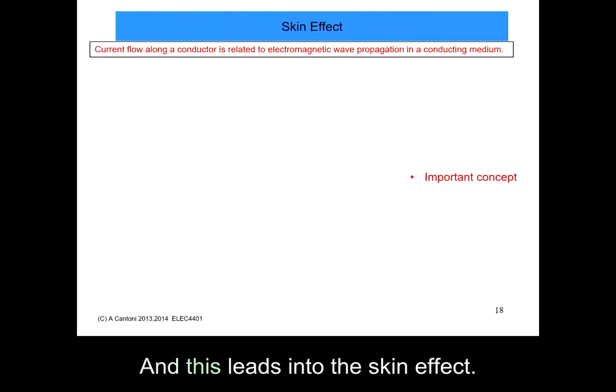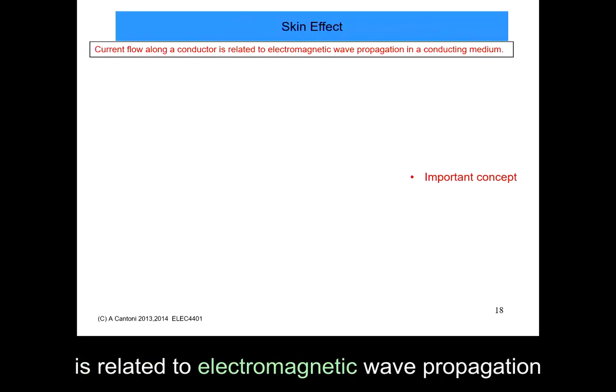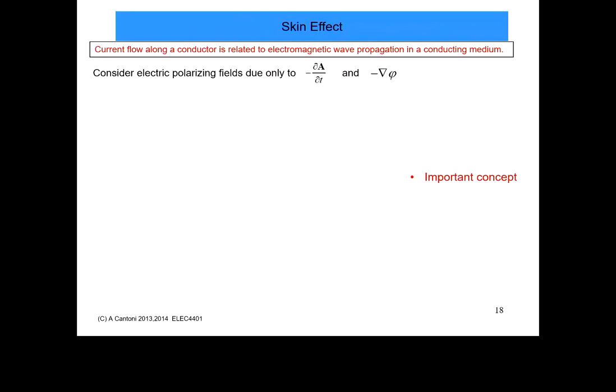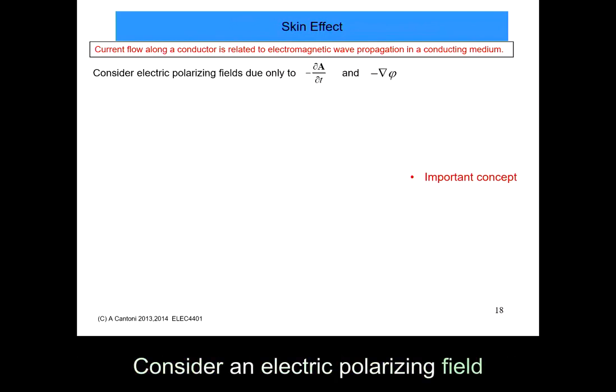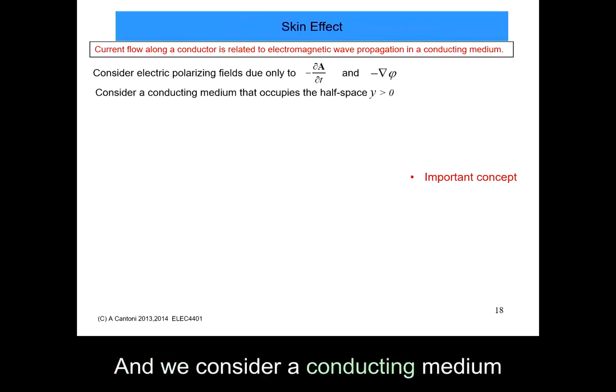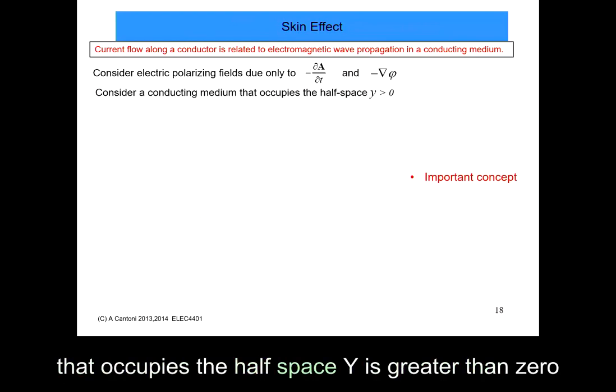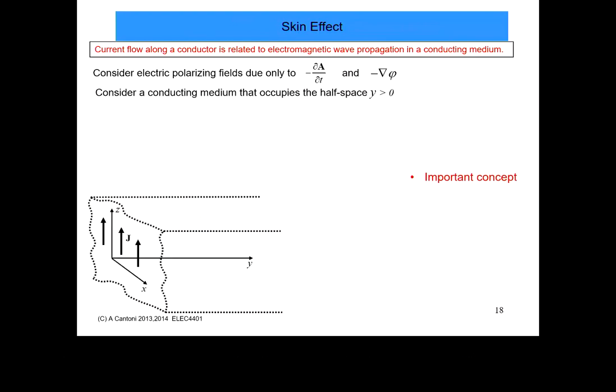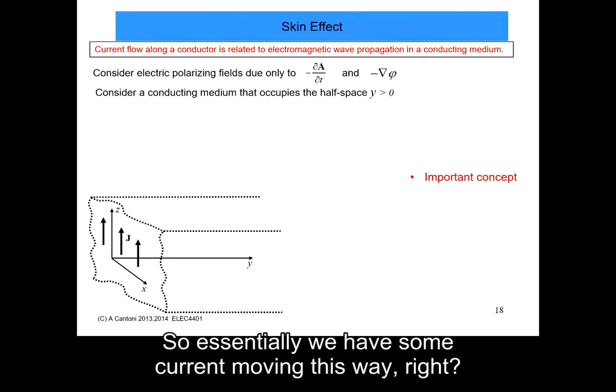Right? And this leads into the skin effect. Right? So current flowing along a conductor is related to electromagnetic wave propagation in conducting medium. Consider an electric polarizing field due only to the time derivative of the vector potential difference and the negative gradient of the scalar potential difference. And we consider a conducting medium that occupies the half space y is greater than 0 and current in the z direction. So essentially we have some current moving this way, right?